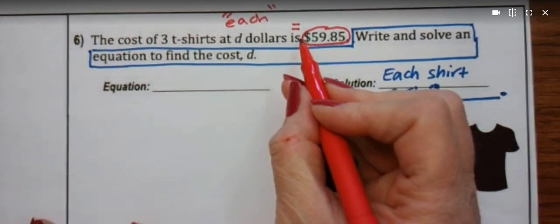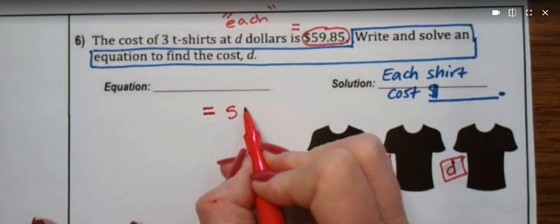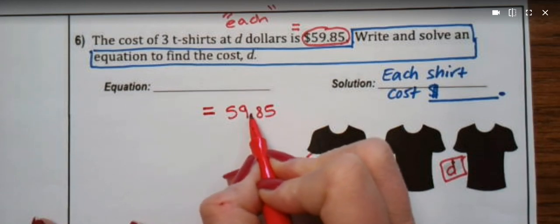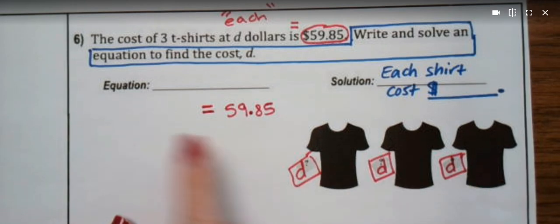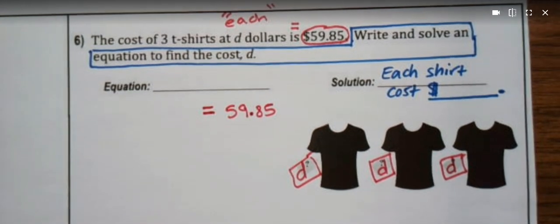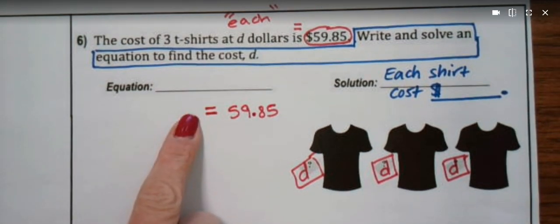So I'm going to start by putting my total. We know total generally goes here after the equal sign, $59.85. Now, could I do this by going D plus D plus D? D plus D plus D equals $59.85? Yeah, absolutely. You could go D plus D plus D. What's a quicker way than writing D plus D plus D?